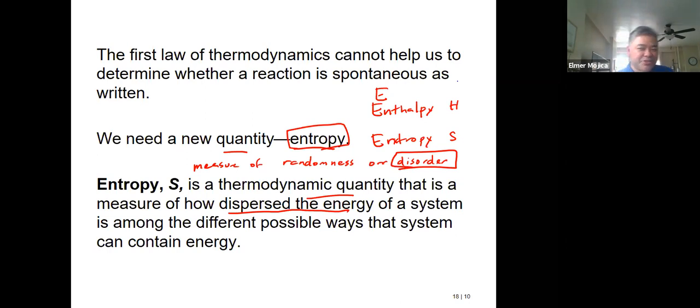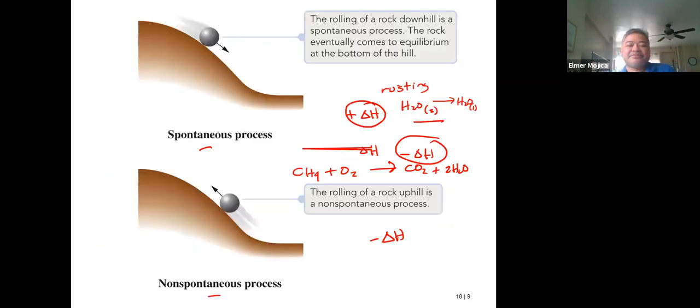Now, what did they observe? Most of the spontaneous reactions, do they become more ordered or more disordered? I'm going to go back here to the reactions that we have.